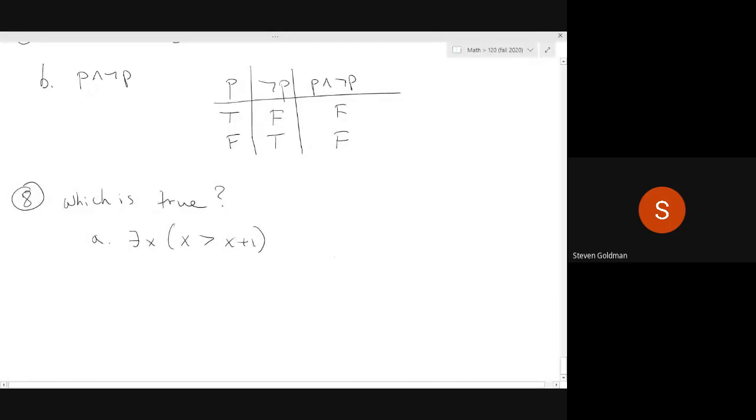Okay, that's false, right? You take any real number and add 1 to it, the result will be bigger, not smaller. So this is a false statement.